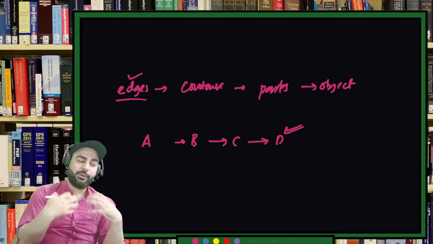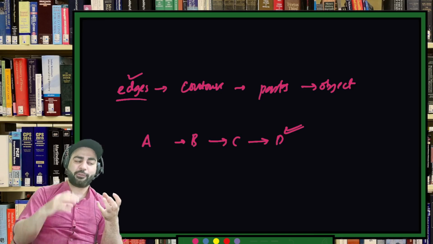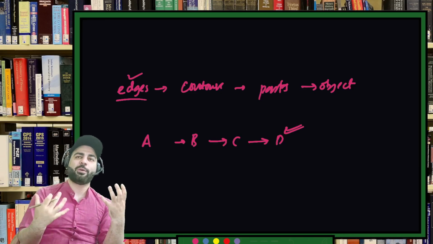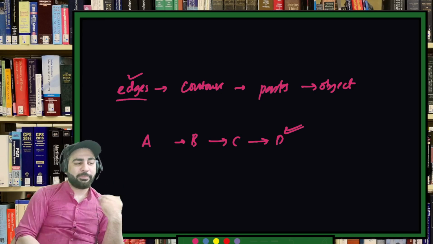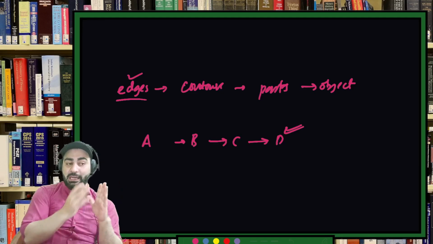Now from our perspective, considering an image, this A is an edge, so we are seeing edges, and from edges we create contours, from contours we create parts. From these parts, we create a whole object. That's our way of looking at the problem. But maybe these networks, what we call deep neural networks, that's why they're called deep. Why are they called deep? Because there are different layers.